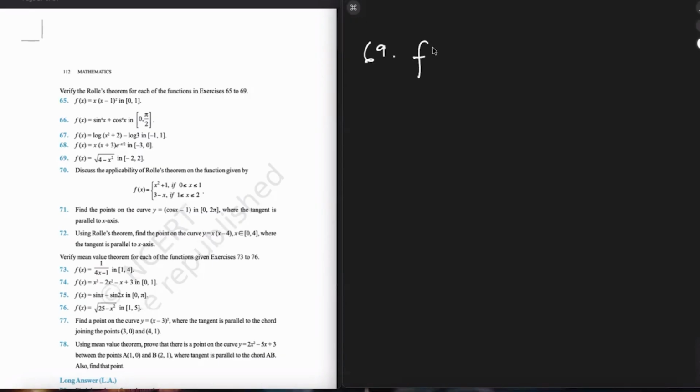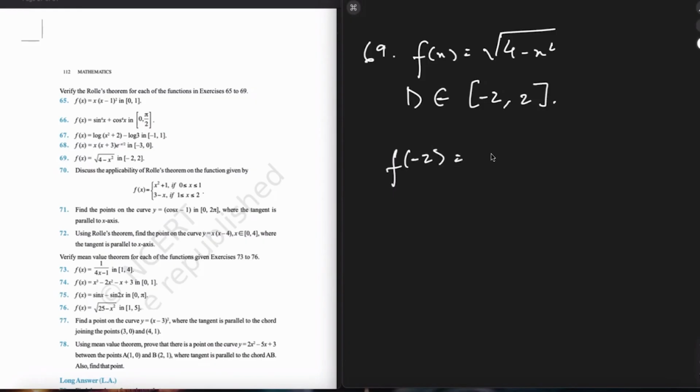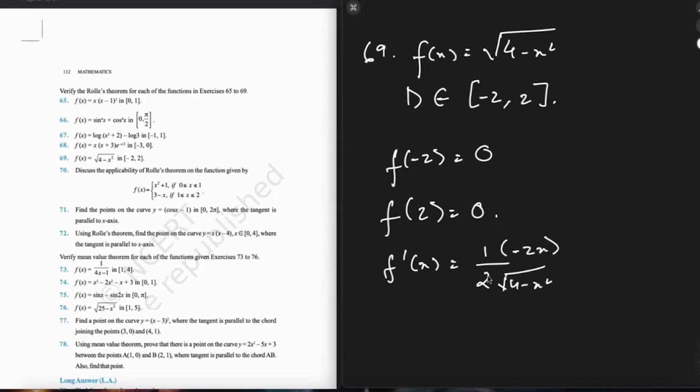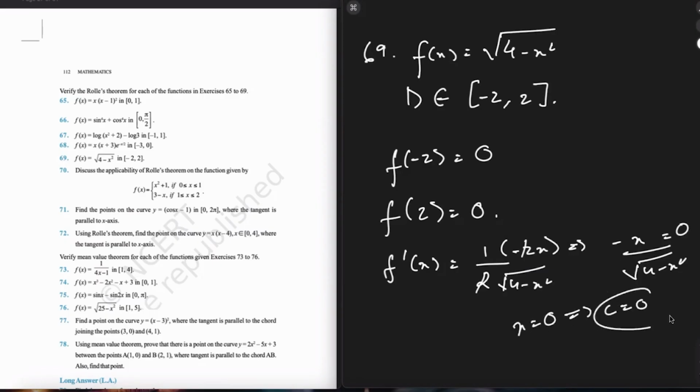Question number 69. f(x) given to us is under root of 4 minus x squared. The domain D which we have is [-2, 2]. So f at -2 is equal to 0. And f at 2 is equal to 0 again. Differentiating under root of 4 minus x squared, the -2x, so 2 से 2 हट जाएगा. I have a minus x upon the root 4 minus x squared. The only way this can be equal to 0 is when x is equal to 0. This is your point for c. c equal to 0 is your answer.